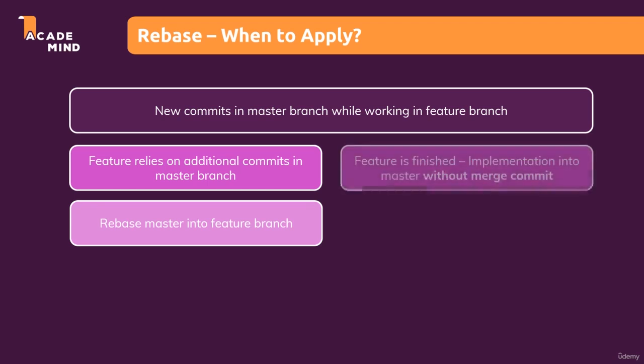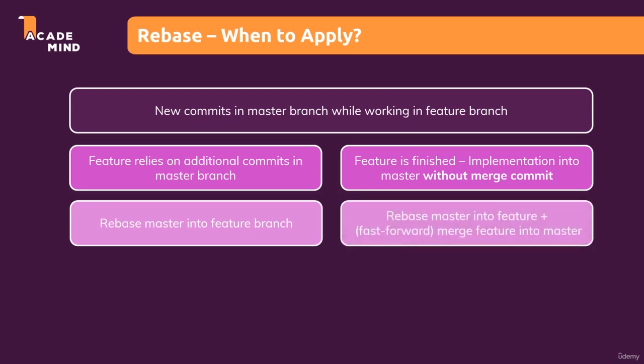As a second step, and we also saw this, you can use rebase if the feature is finished and if the implementation into the master should be done without the merge commit. Then you can do exactly what we did now. You rebase the master into the feature branch and then you fast forward merge the feature into the master. So that's exactly the workflow that I just presented you in practice. That's just a quick summary of what we actually did right here.